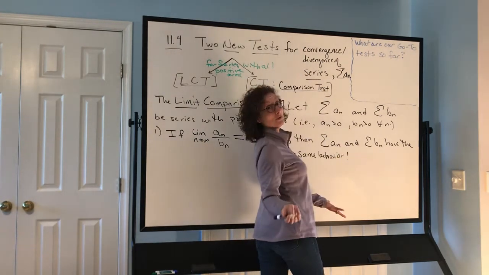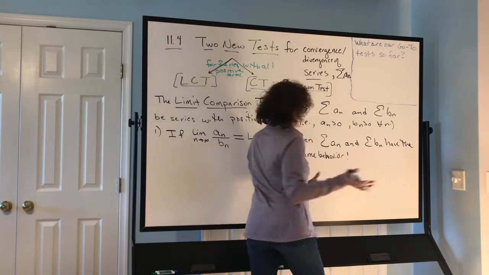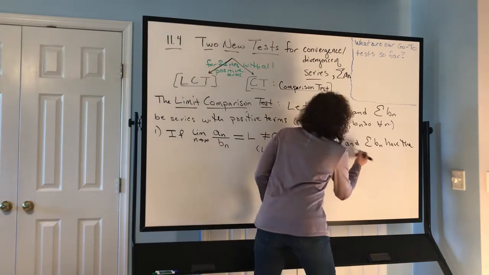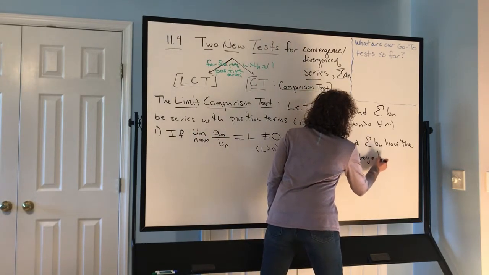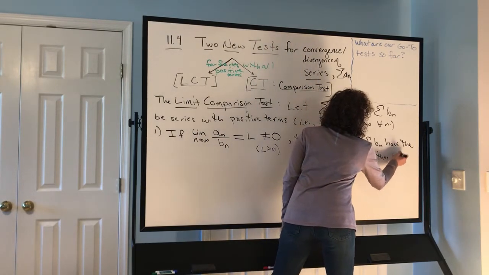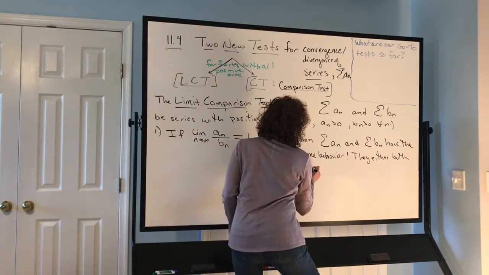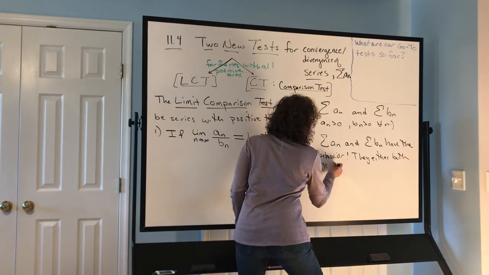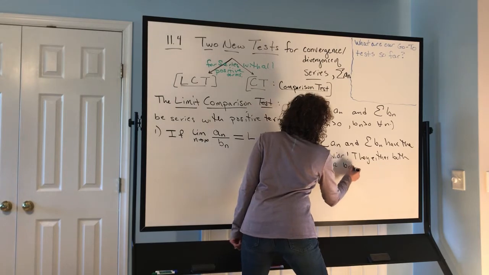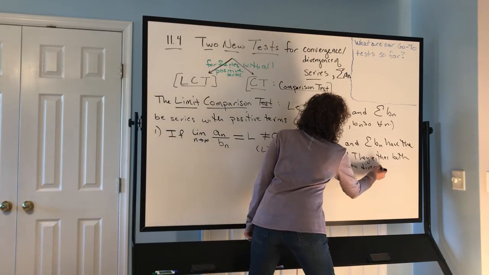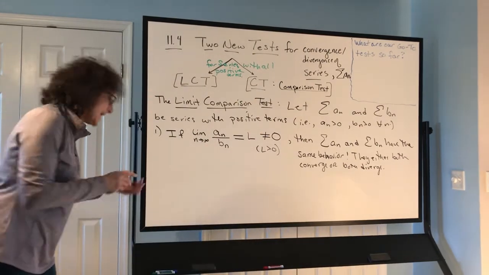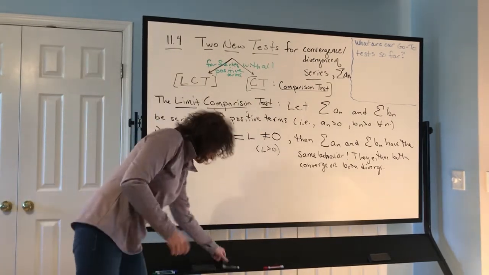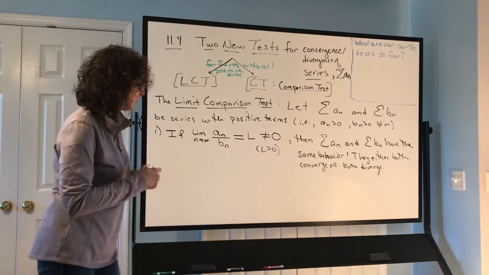What do I mean by behavior? Whether they converge or diverge. They either both converge or they both diverge. What does that mean? Well, that kind of means, how does this actually work in practice?